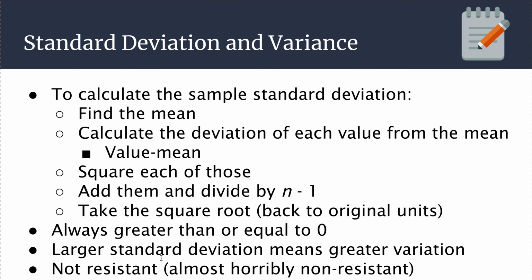Another reminder: to calculate the standard deviation, we find the mean, calculate the deviation of each value from the mean, the value minus the mean, square each of those, add them together, divide by n minus 1, and then take the square root. That takes us back to the original units. It'll always be greater than 0. A larger standard deviation means greater variation, and it is non-resistant. In fact, it's really non-resistant.